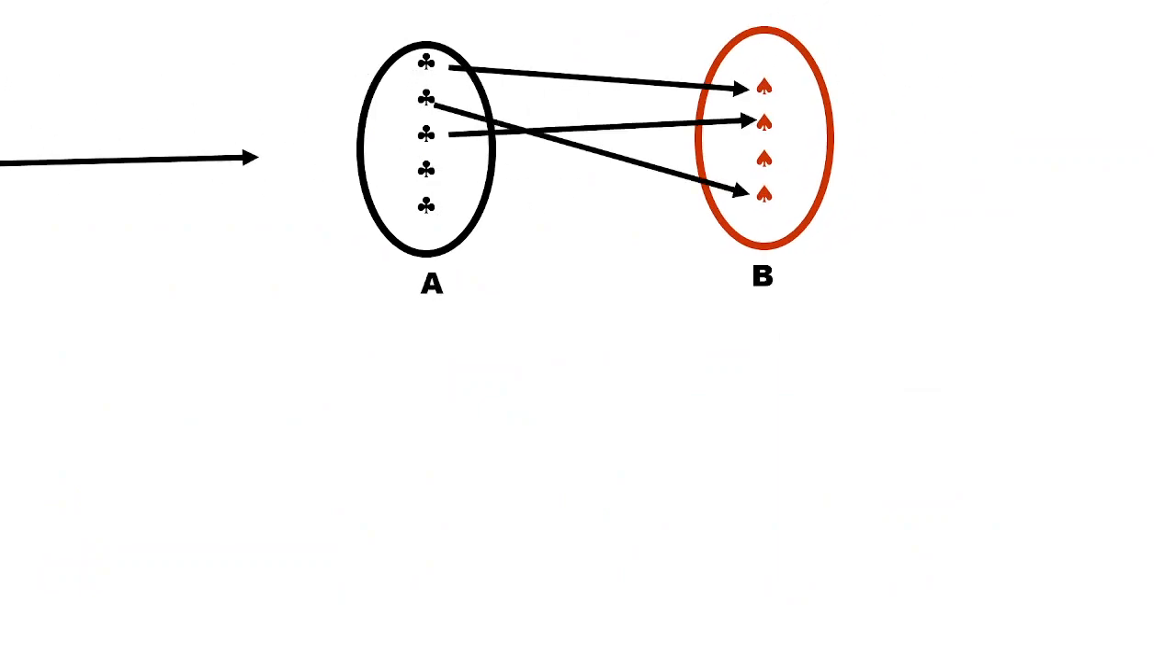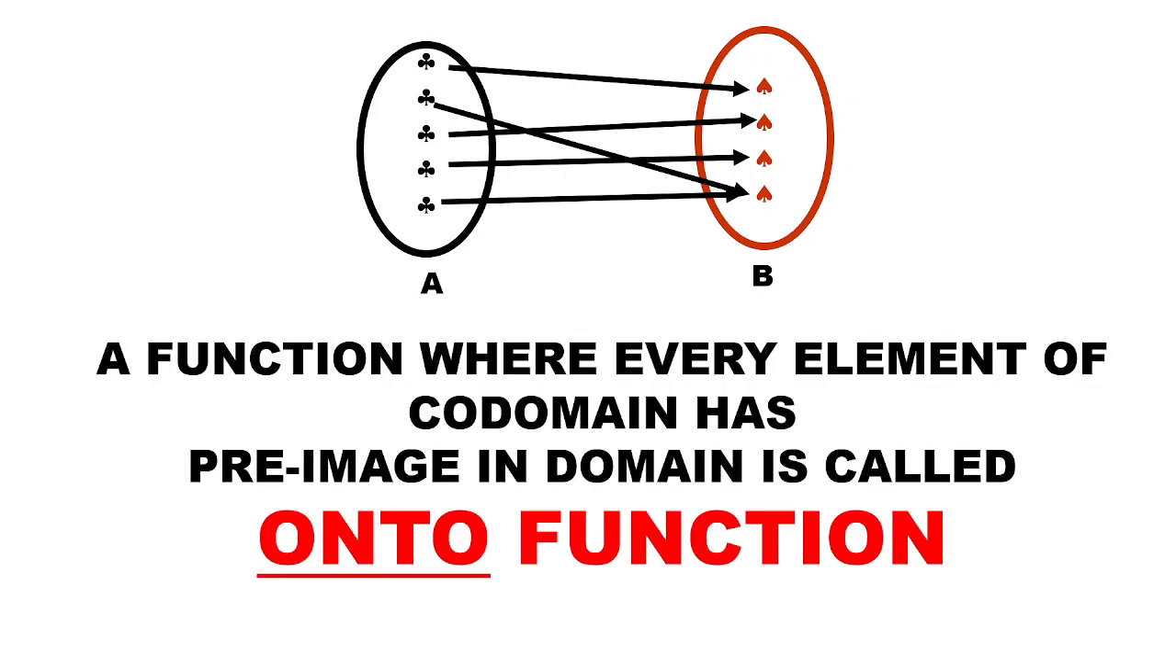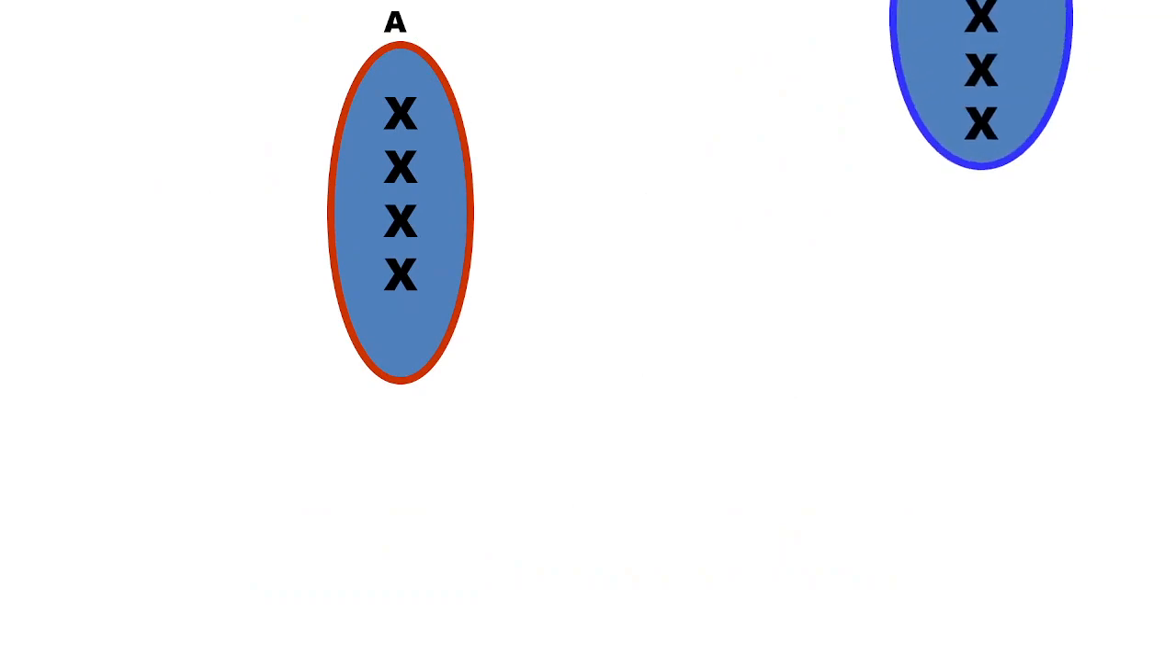Now all the elements are connected. All the elements in the right hand side have pre-images. Therefore, this function is an onto function. Here check out, two elements are going to the same image on the right hand side. Therefore, it is not 1-1, but it is a function and an onto function. Good. Let us go to this example now.